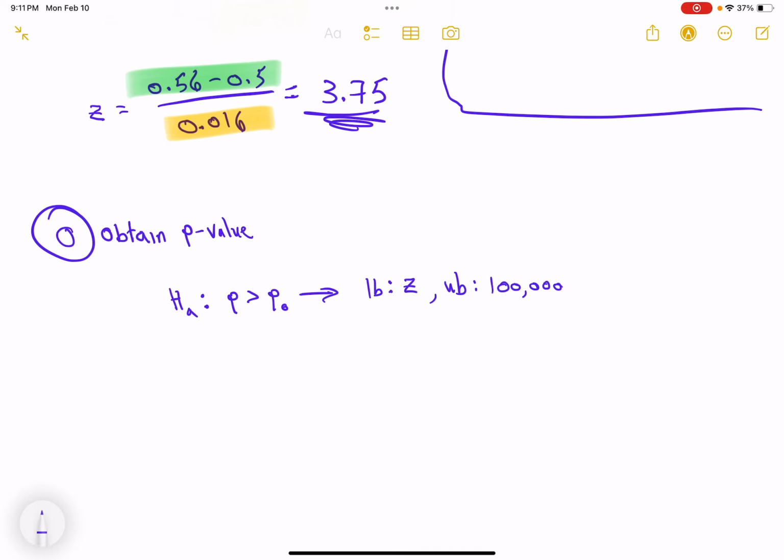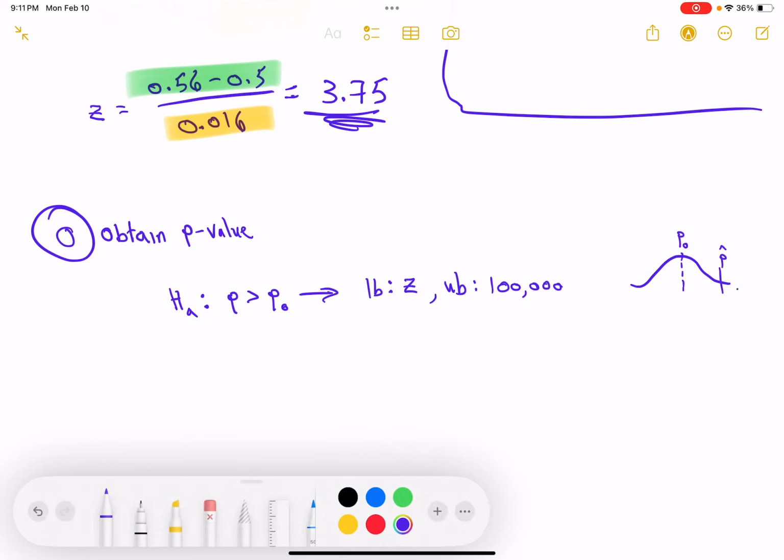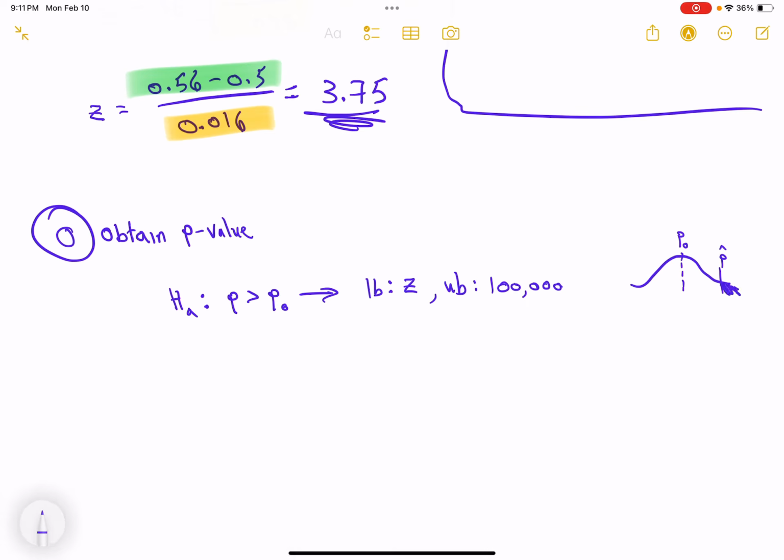Why is that? Well, if you were to imagine the standard distribution with the null proportion in the middle and a z-score to the far right for the p-value, we are imagining this extreme or higher. Greater than, which means we want the lower bound to be the z statistic and the upper bound to be 100,000. On the other hand, if the alternate hypothesis is that the p is less than the null proportion, we do the exact opposite. The lower bound will be negative 100,000. The upper bound will be the z test statistic.